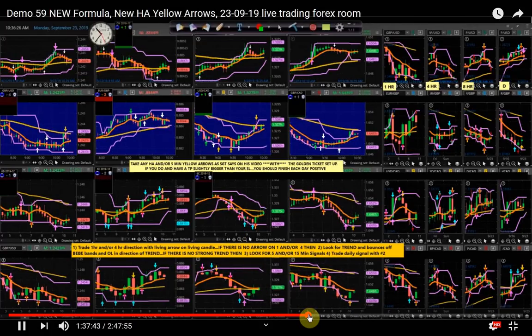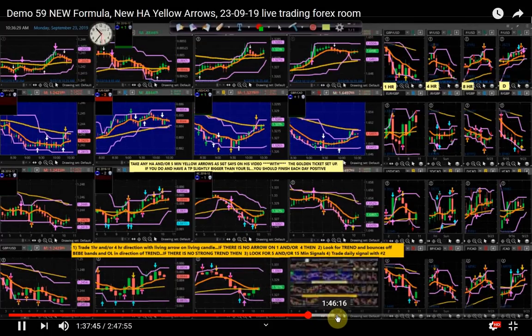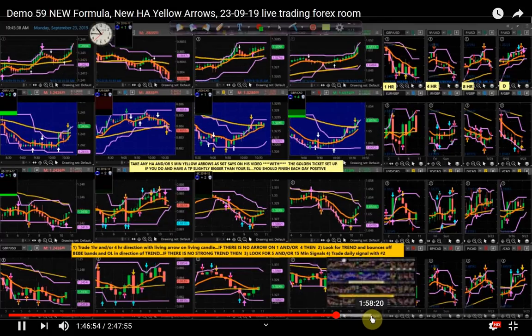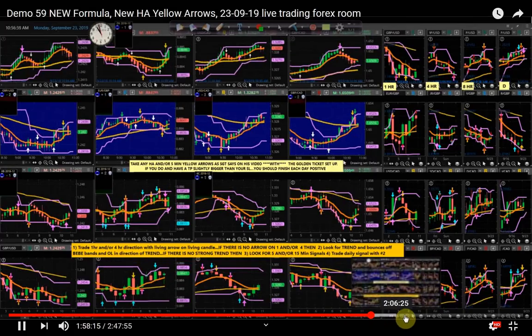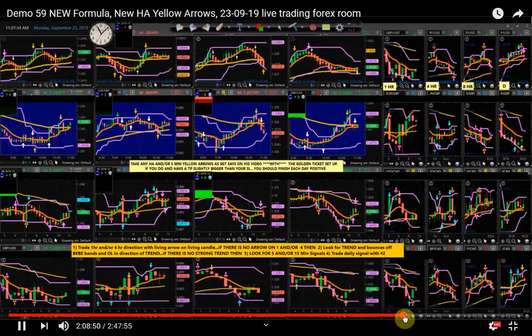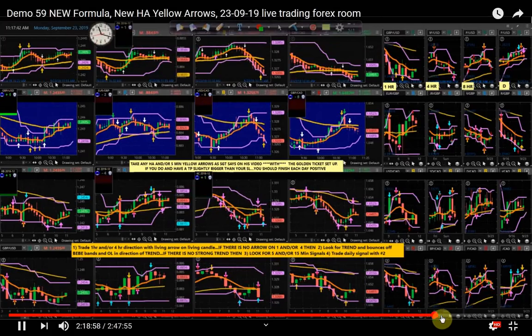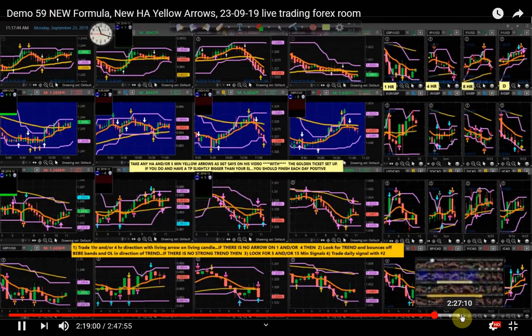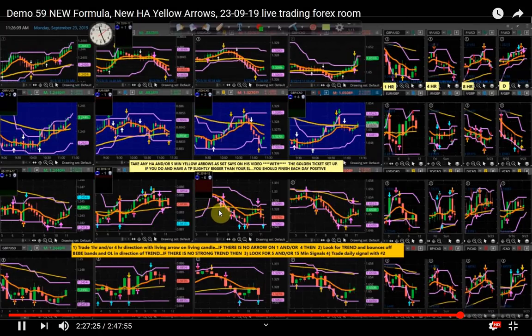These combinations of a yellow with another arrow next to it, they really do perform well on the HA chart. Okay, so I'm going to fast forward to the end of this because I just want to show you one thing that I talked about at the start of this. We're near the end of it. Right, okay, I'll pause it there.